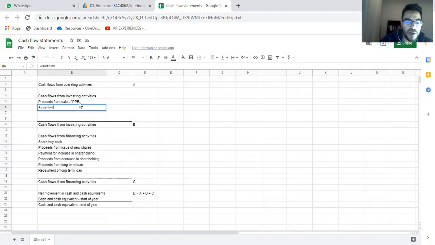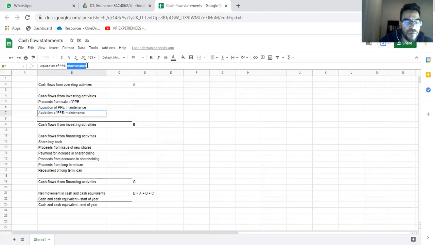Acquisition of PPE. It's kind of a requirement from IFRS to separate between whether the acquisition was a result of maintaining the business or whether it is as a result of expanding the business, okay? So then you must separate.